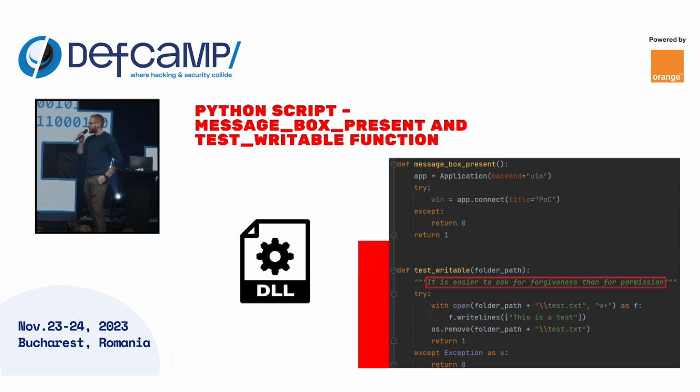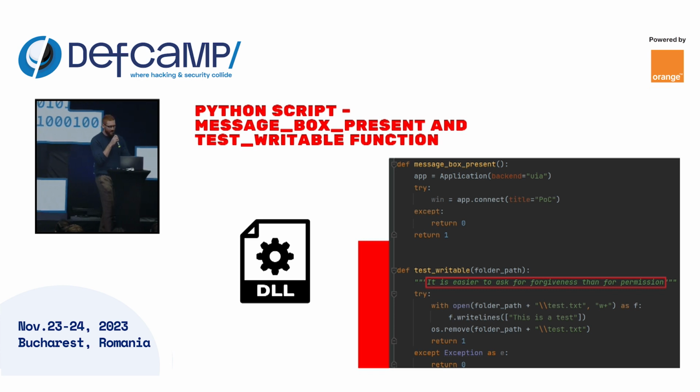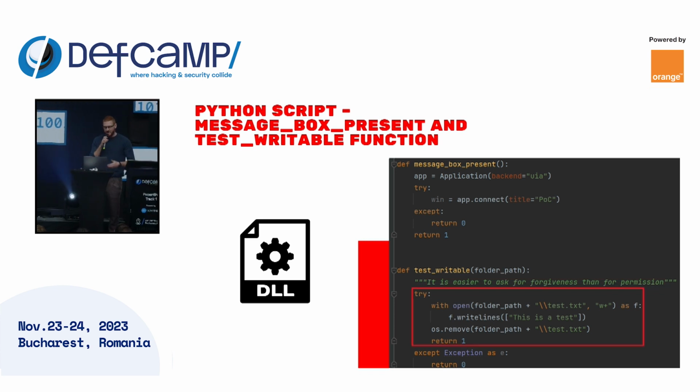Now, second function. This uses a Pythonic principle, which I quite like. It is easier to ask for forgiveness than for permission. Make sure you don't use that in real life, though. What we do, we open the path. We attempt to write a file there. If we're able to do that, great, we return 1, meaning that the path is writable. Otherwise, we return 0, meaning that we are sorry.